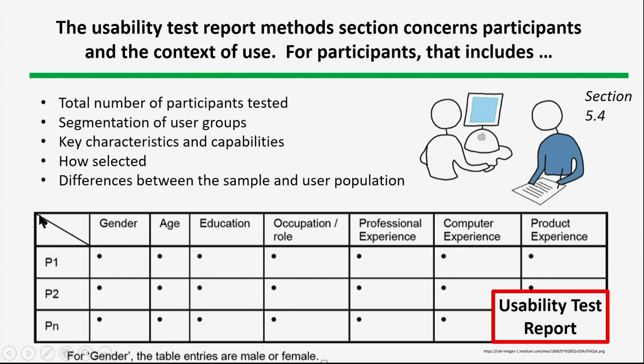You have to have a method section, and they're looking for all kinds of details. Here's an example of a table that they suggest you provide, where P means participants. So for each participant: age, gender, education, occupation, computer experience, product experience, how the subjects were selected, the differences between the sample and the user population. So they really are looking for considerable detail to help people assess what's in the test report. These things are commonly provided, but not always. And again, especially for people who are newer to the field, knowing what is expected is very helpful. So this is an extremely useful, detailed document.